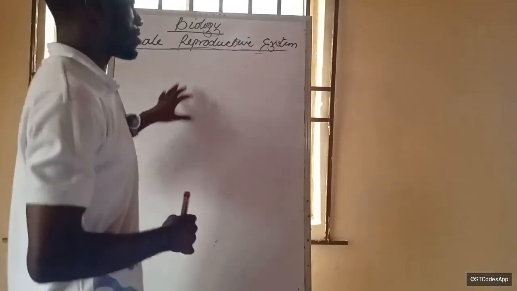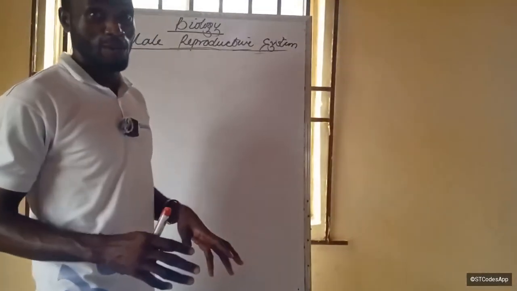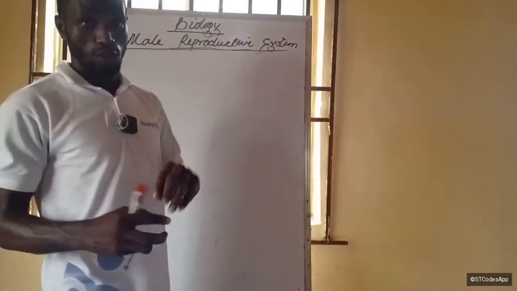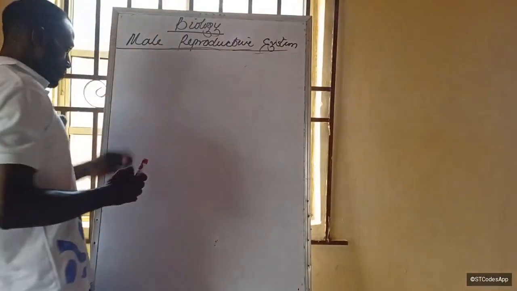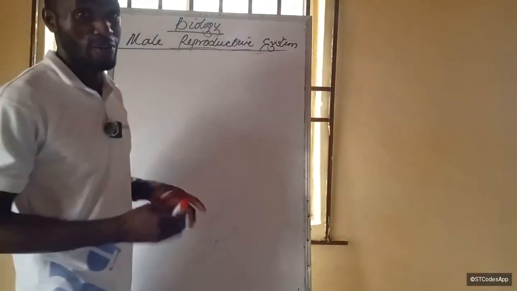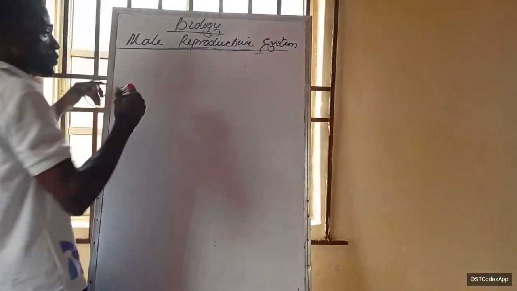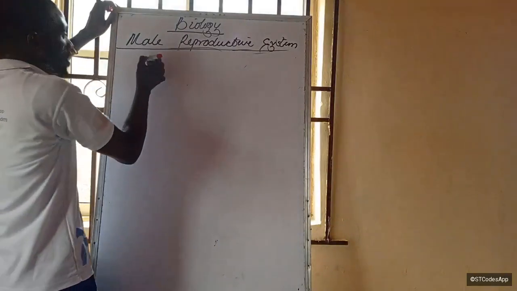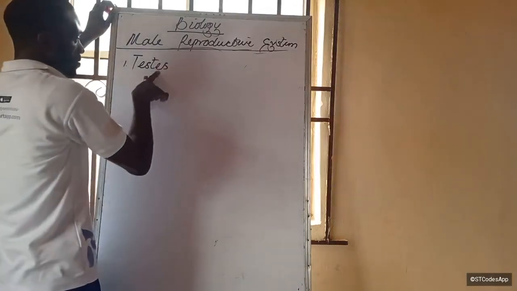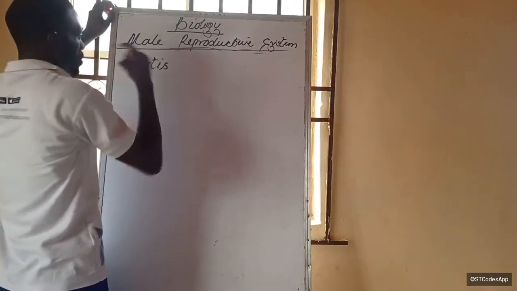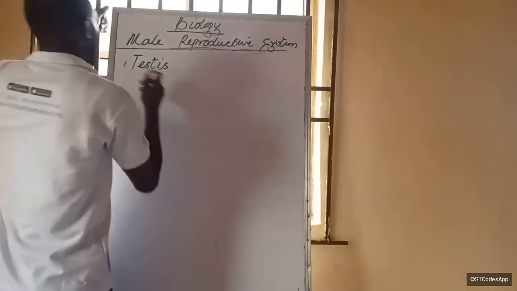Now it is quite different from that of the female, not even quite, it is very different. So we are going to be looking at the structures and the parts and their functions. Now if you are asked to draw the male reproductive system, the most important parts that you must show include, number one, the testes. The testis. You can show only one. Singular is testis with the I, plural is testes with the E.